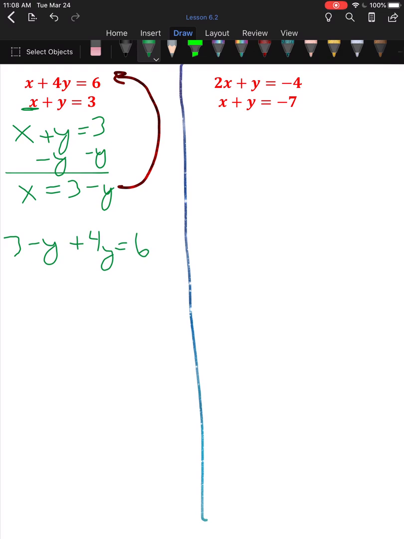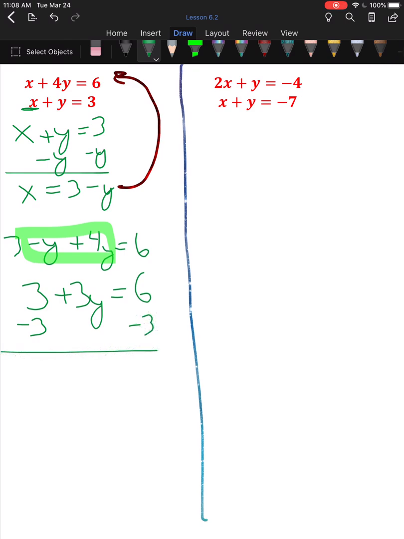So there are like terms here, the negative y and the 4y. Those are like terms, so let's combine them. Negative y plus 4y is positive 3y. And now it's a two-step equation. Subtract 3 from each side to get 3y is equal to 3. Divide both sides by 3 to get y equals 1.